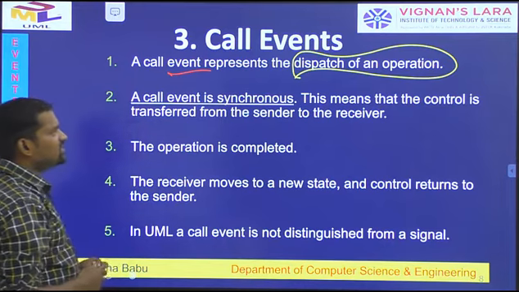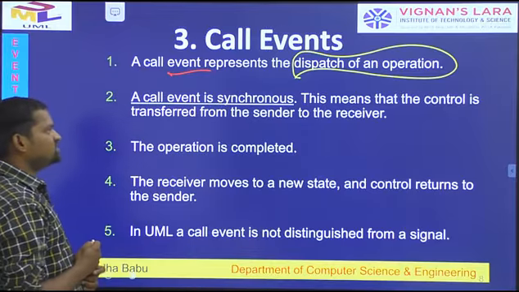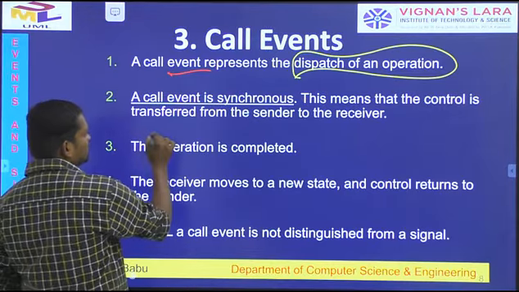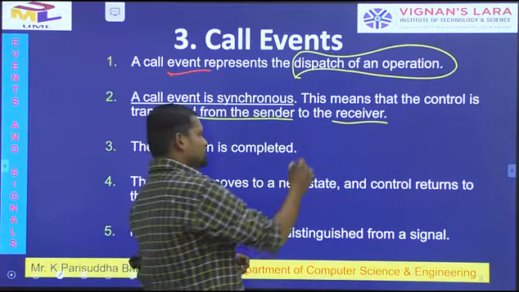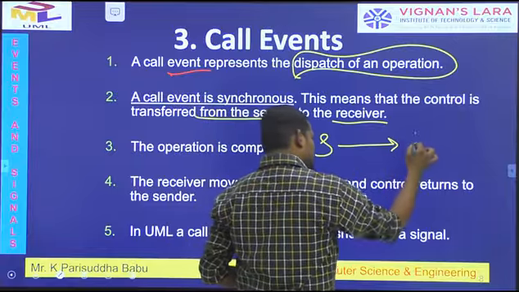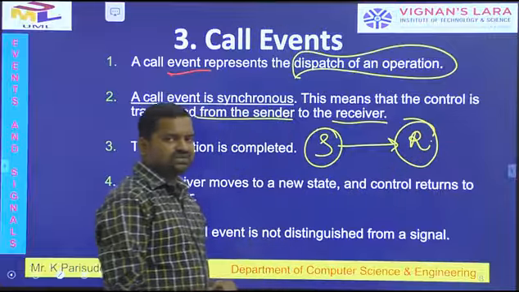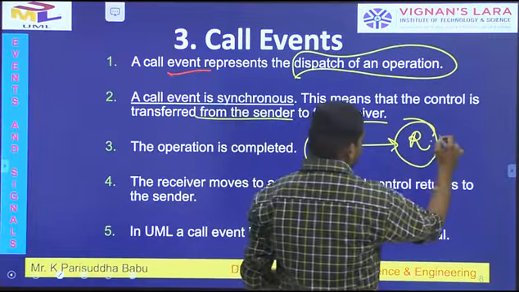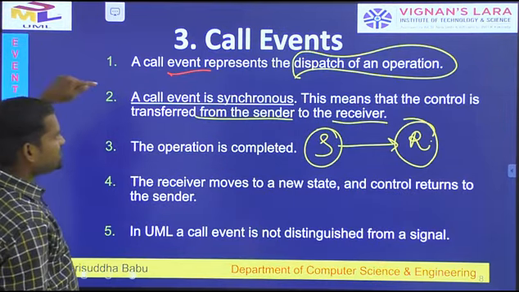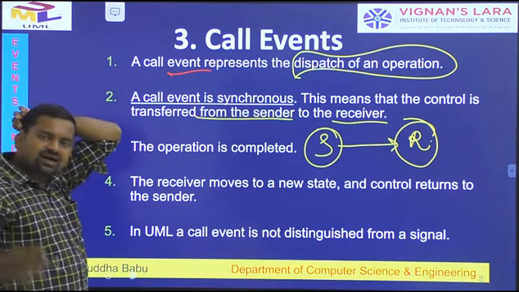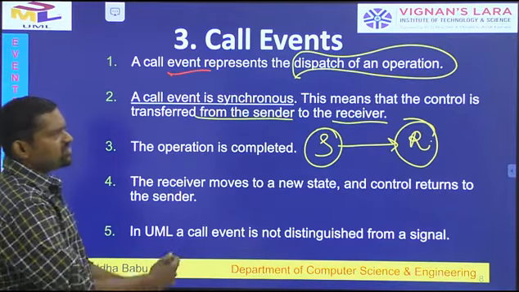A call event is a synchronous communication, one way from sender to receiver. Synchronous means that control is transferred from the sender to the receiver. That means from one state to another state. At the time a call event occurs, calling in the sense of sender to receiver occurs. A call event is the dispatch of an operation.